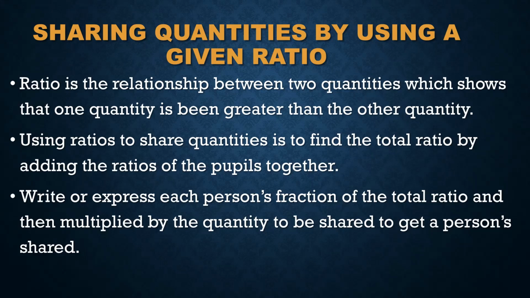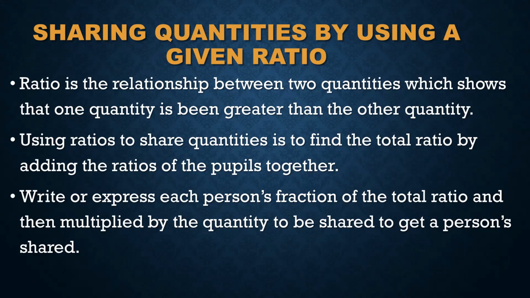After then, you express each person's fraction of the total ratio, and then multiply by the quantity to be shared to get a person's share. This is the next procedure after you have added the ratios to get a total ratio. Then for those people involved in sharing that particular quantity, you express them as fractions, because once you have the total, each ratio will be over the total, and then you multiply by the quantity that has been given to you to share. Okay, good.